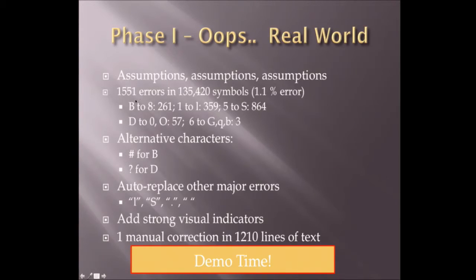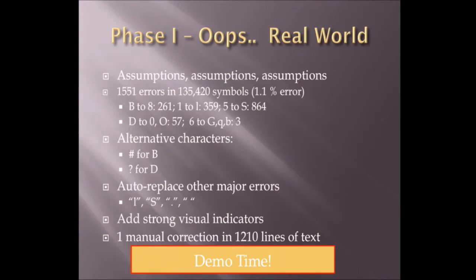And some of these are pretty bad, right? A B to 8, that's bad because both Bs and 8s are valid hex code. 1 to L's, not a problem. 5 to S is not a problem. D to 0 or O, that can be a problem. And 6s get changed.